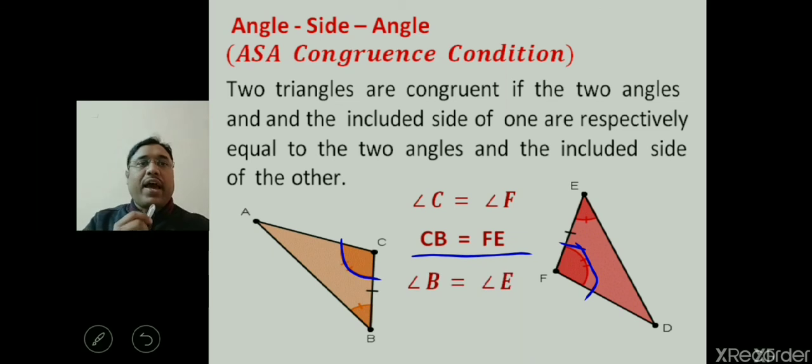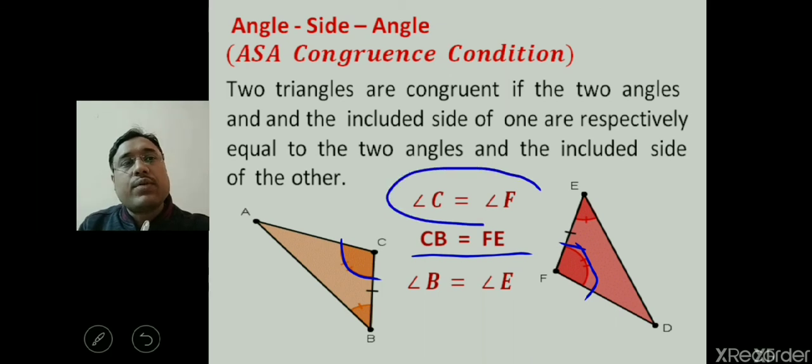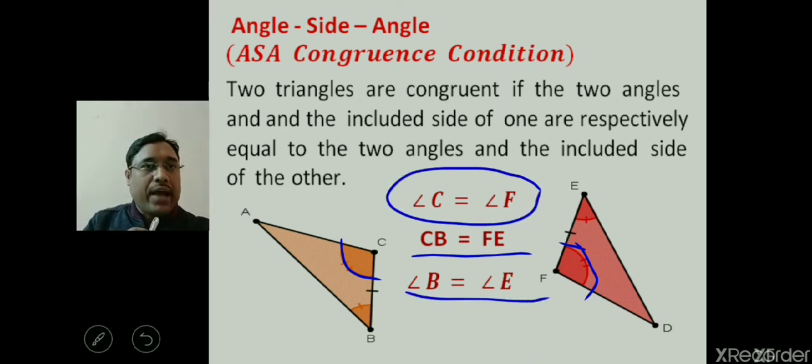Then angle B equals angle E. So this way you can see, first these two angles are equal, then the downside angles are equal. That means CB and FE are the two included sides in both triangles. So this condition tells that, by the angle side angle congruence condition, these two triangles are congruent.